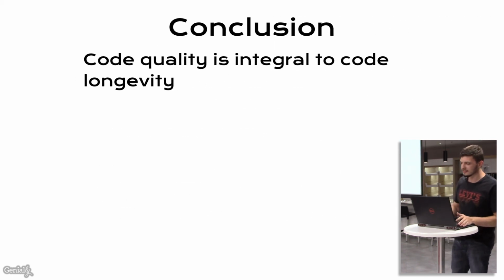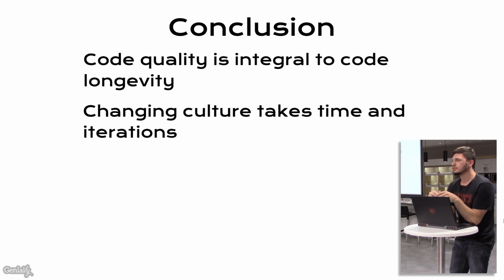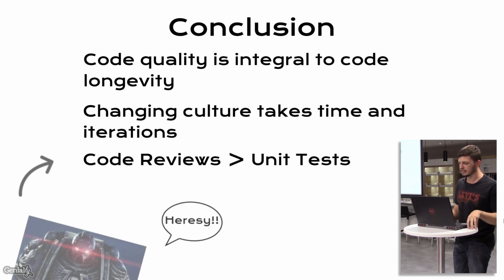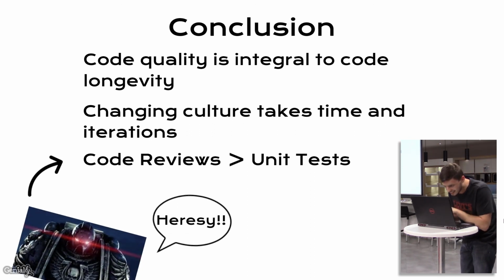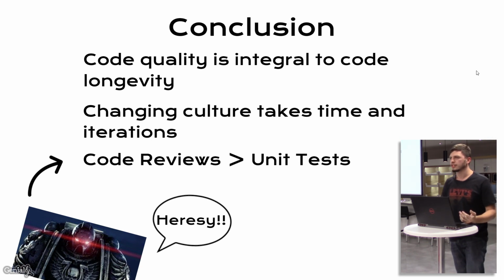Now for the conclusion. I think code quality is very integral to every coding environment. It ensures the longevity of your code base, definitely. Then, changing culture takes time and iterations. Just like everything in Agile, you kind of need to work at it. It's not going to work the first time, and you're probably going to struggle for the first 2 months or so, but it'll get better.